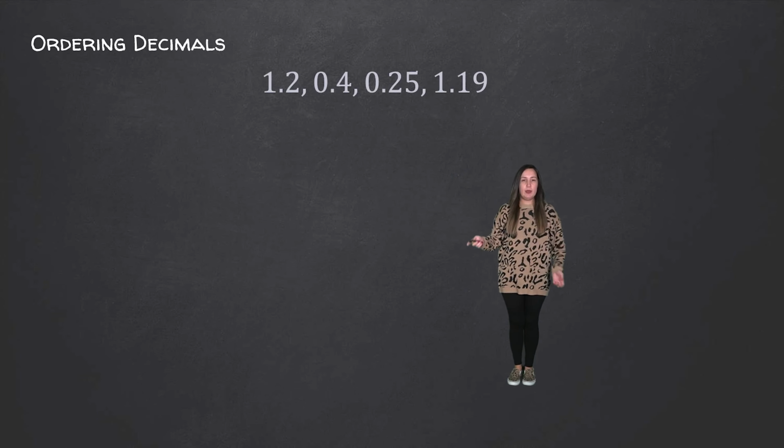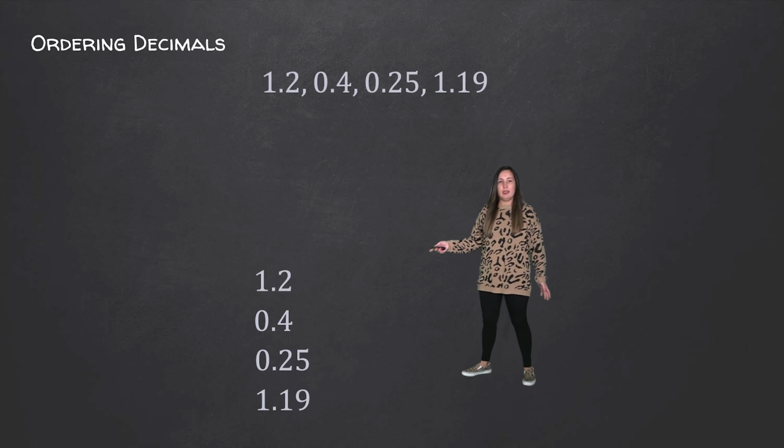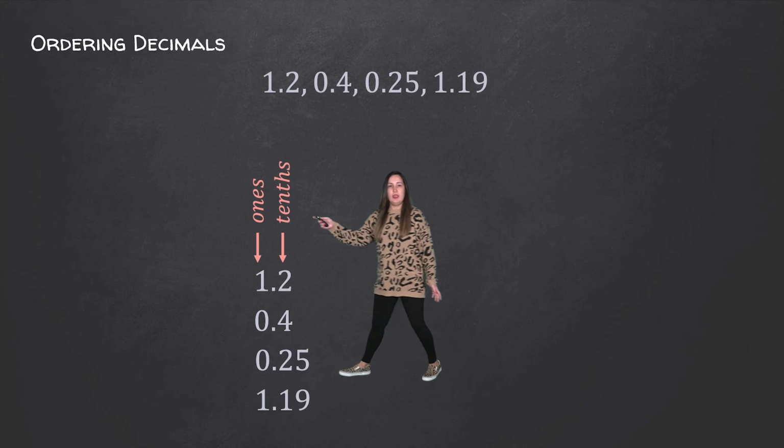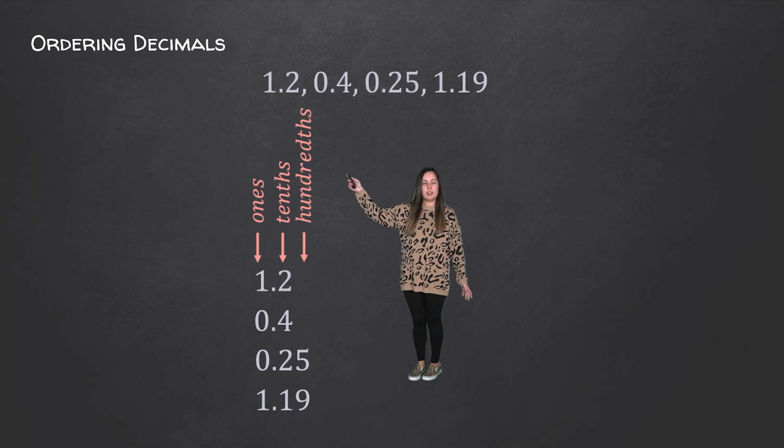Now, before we begin, we're going to line up all of our numbers using their place value. And once we do that, you'll notice that all our decimal points will also line up. So that's another way to do it if you just want to use that as a reference. And so here we have our ones place value. Here we have our tenths place value. And here we have our hundredths place value.